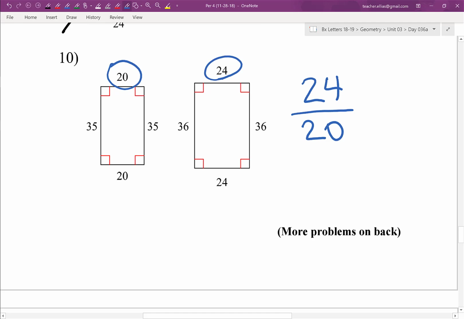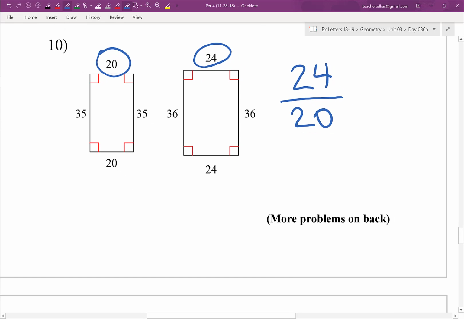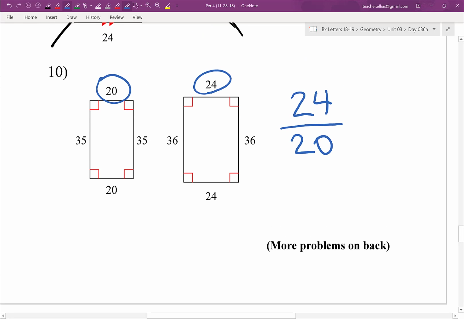And that will give us an answer of 1.2. Yeah, 1.2. And now we're gonna do that again.